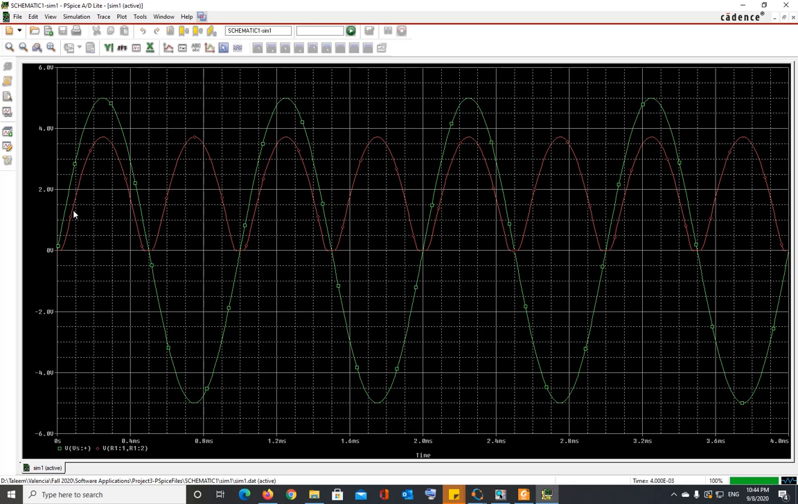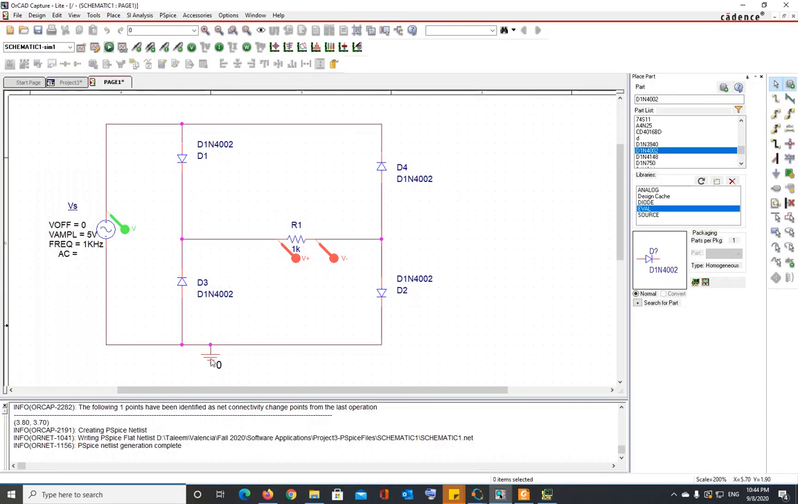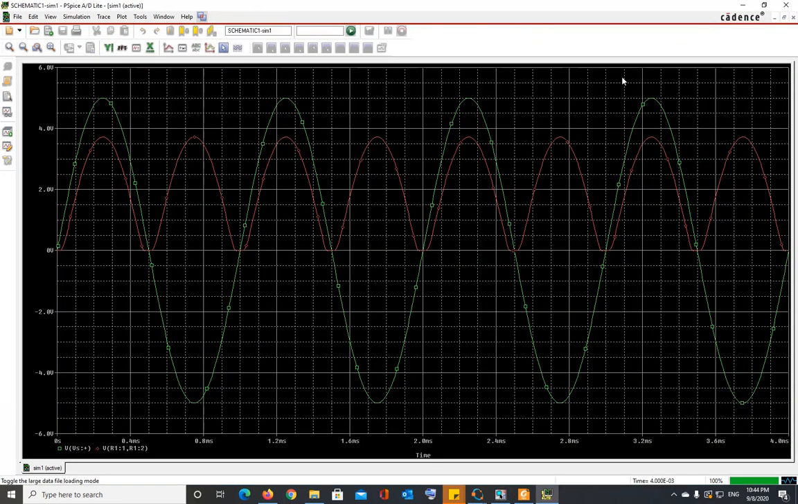So here D1 and D2 are on in the positive cycle, and when the input has the negative cycle, then D3 and D4 will turn on. In the first cycle, D1, D2 are on. In the second cycle, D3, D4 are on. But since the current is flowing in the same direction through the load, and I'm measuring the voltage across the load, I will have the same voltage direction. It's not changing its direction because the current is going through the load in the same direction. So this is the output of your waveform.